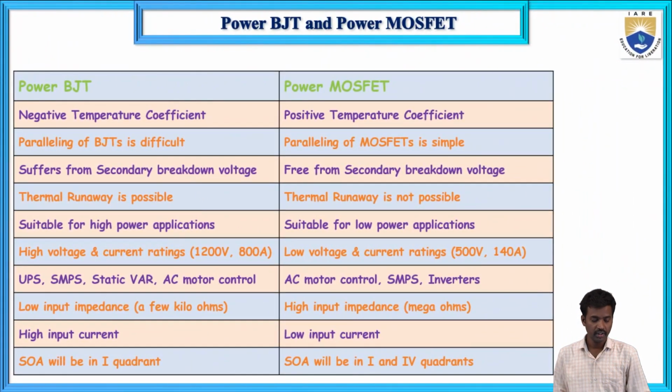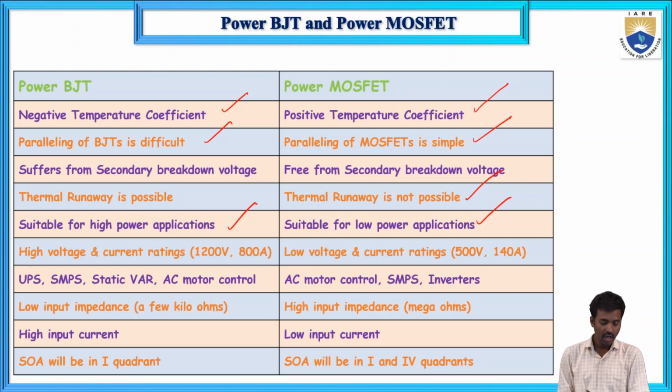Now the BJT has a negative temperature coefficient, and the MOSFET has a positive temperature coefficient. Paralleling of power BJT is very difficult, but in power MOSFET it is very simple. Power BJT suffers from secondary breakdown, and power MOSFET is free from secondary breakdown. Thermal runaway is possible in BJT, and there is no thermal runaway in MOSFET. The BJT is suitable for high power applications because of low power dissipation. The MOSFET is suitable for low power applications because a large amount of power is dissipated across the drain and source. The voltage and current ratings are 1200 volts and 800 amps for BJT, and 500 volts and 140 amperes for power MOSFET.